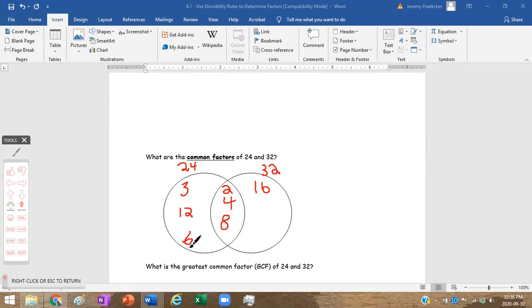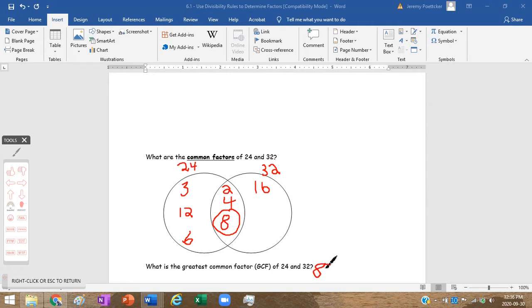4 times 6 is 24. 4 times 8 is 32. 3 times 8 is 24. 4 times 8 is 32. Yeah, we got them all. All right, at this point, we have all the common factors would be 2, 4, and 8. And the greatest common factor is this one right here, is 8.